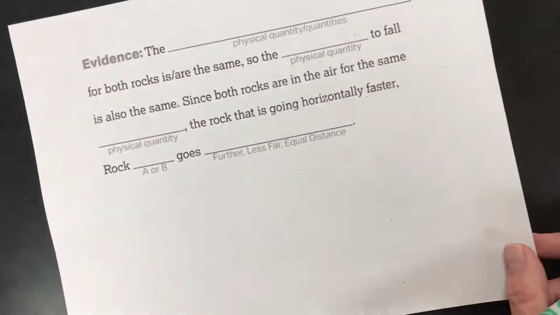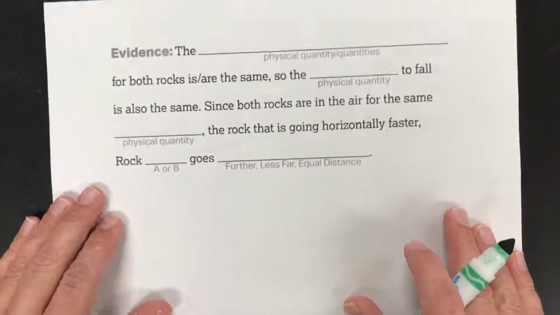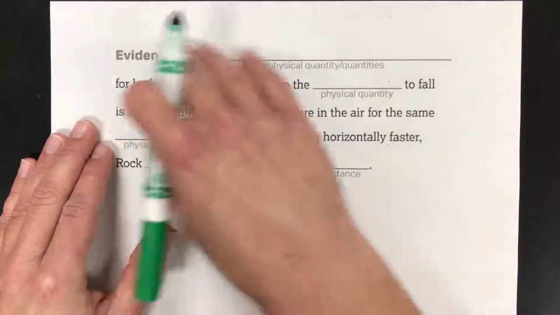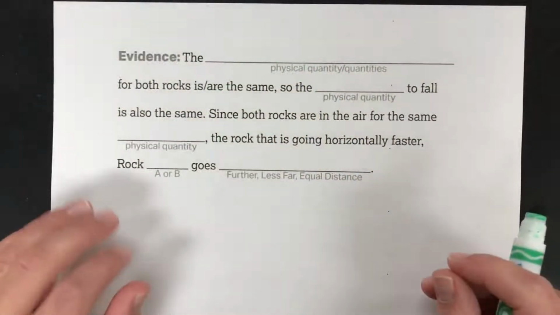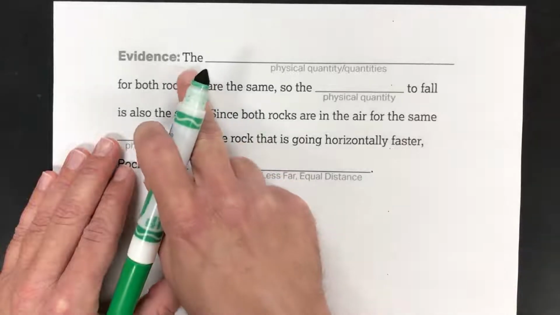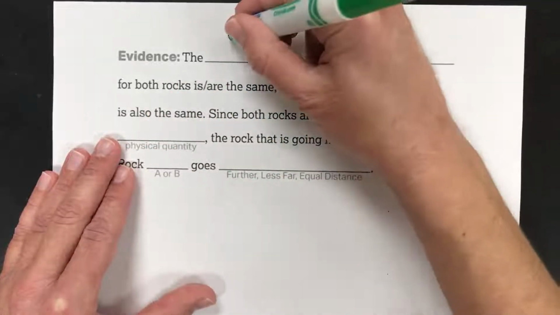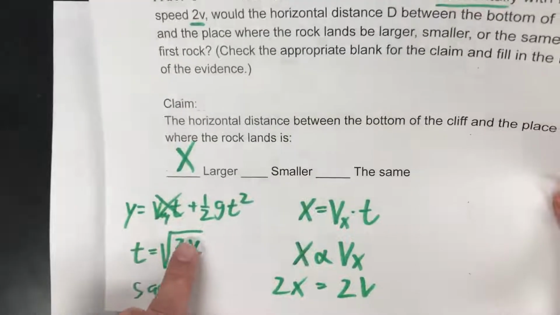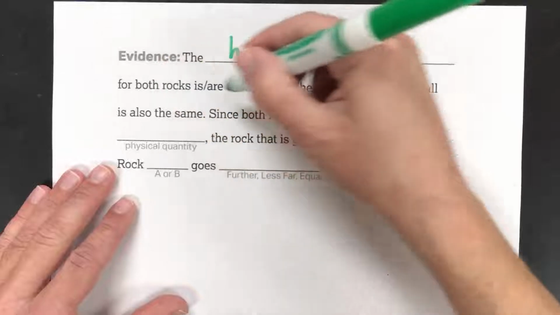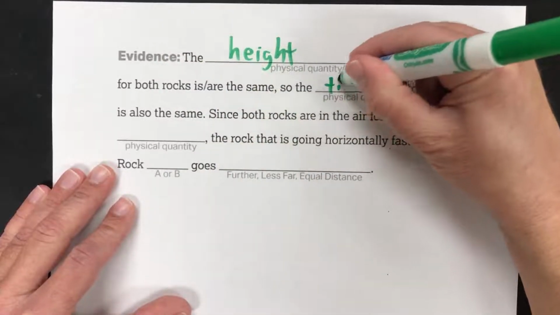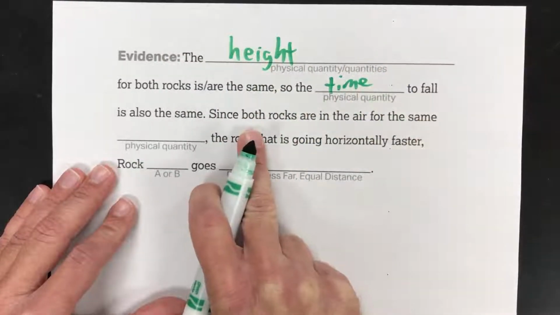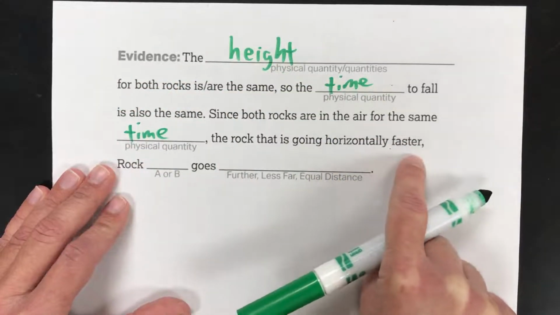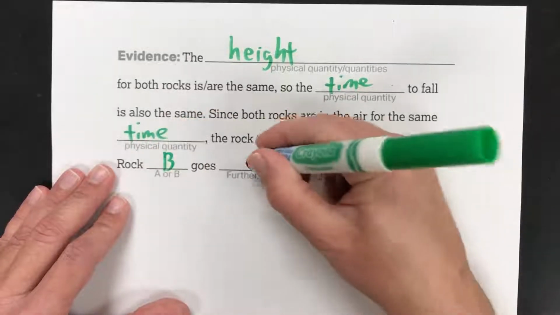So last part here, then we're going to take that idea, and here they want you to fill in these blanks. Now, in the actual AP test, they would actually expect you to write all of this, but they're sort of guiding you here since it's still the first unit. So it says the blank is the same for both rocks, and so that is, as we argued before right here, the height is the same for both rocks. So the time to fall is also the same. Since both rocks are in the air for the same time, then the rock that is going horizontally faster, which is rock B, goes further.